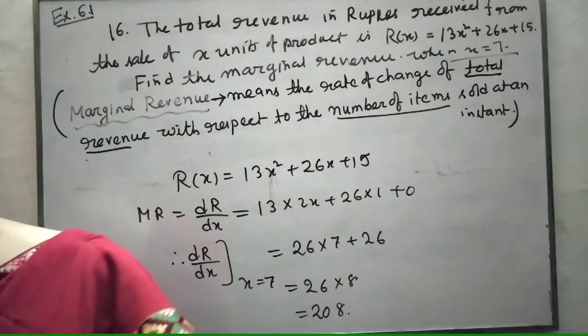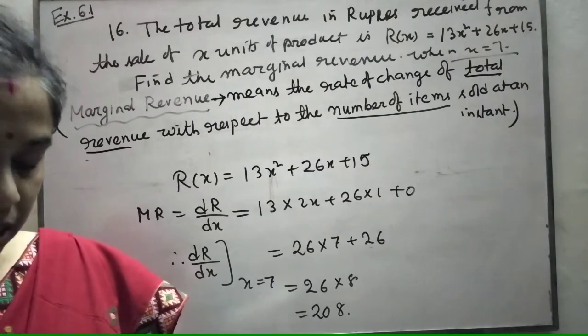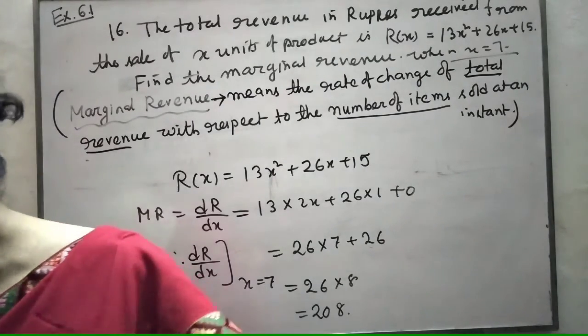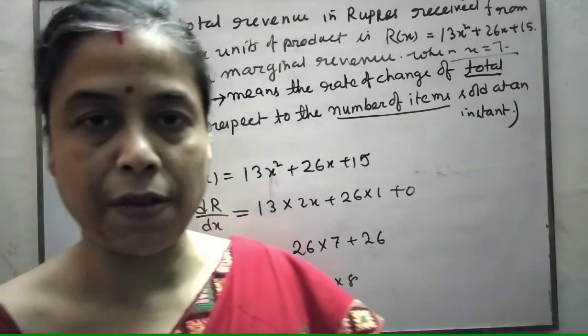Here you see in the book you have two more questions, number 17 and 18. These are repeated type of questions. So you try to do those two questions yourself. Thank you.